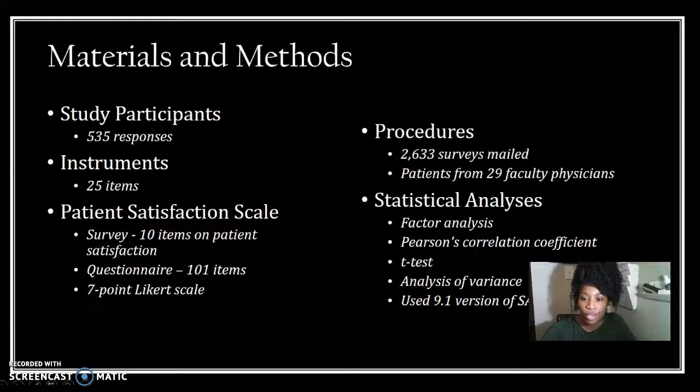Other procedures included getting an approval by an IRB board at the Thomas Jefferson University. The surveys were then mailed out to 2,633 patients from 29 faculty physicians who all practice family-based medicine in an urban-based clinic. Also, there were several statistical analyses which were used on the information that processed the results.